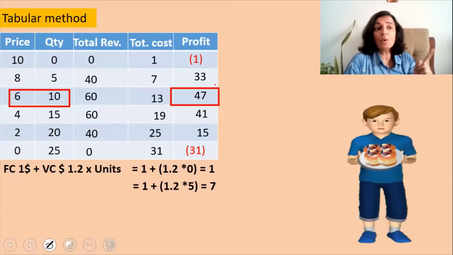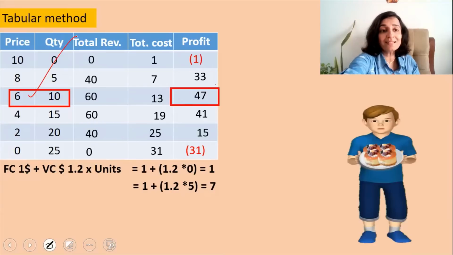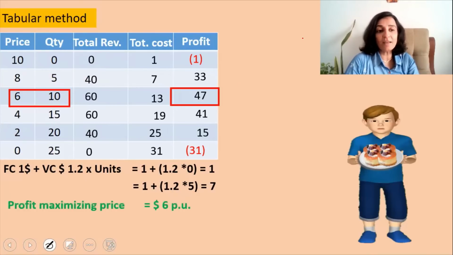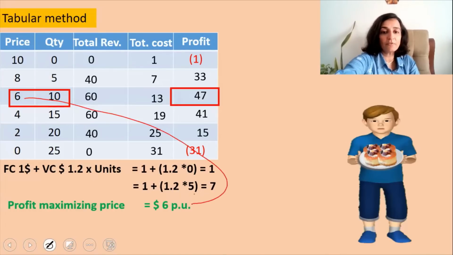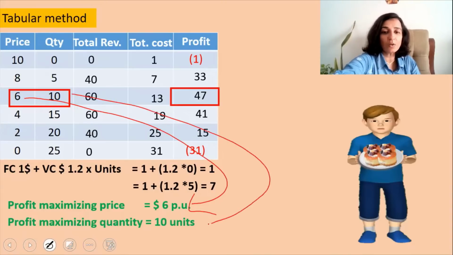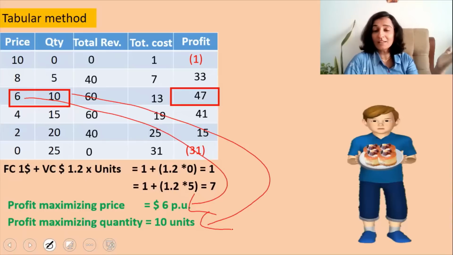That is, when you are selling at a price of $6, the quantity that you can sell is 10 units and you get the maximum profit of $47 in total, which means that under the tabular method, the profit maximizing price is $6, that's coming from here. And the profit maximizing quantity is 10 units, that's coming from here. So we got the final answer under the tabular method.